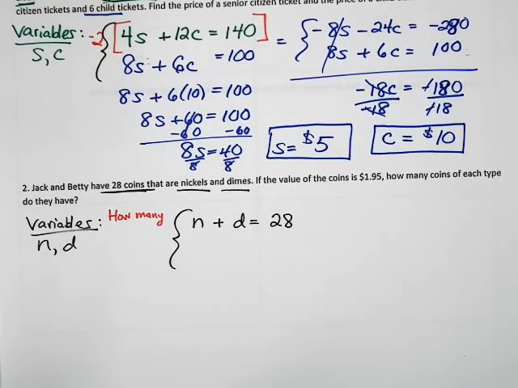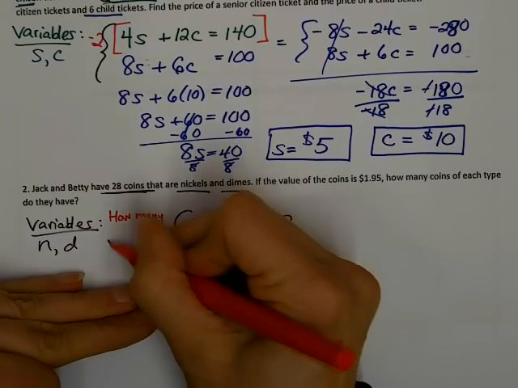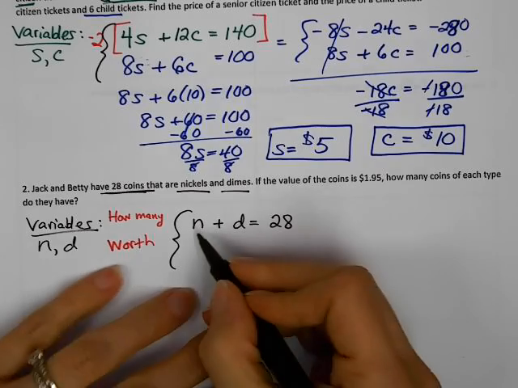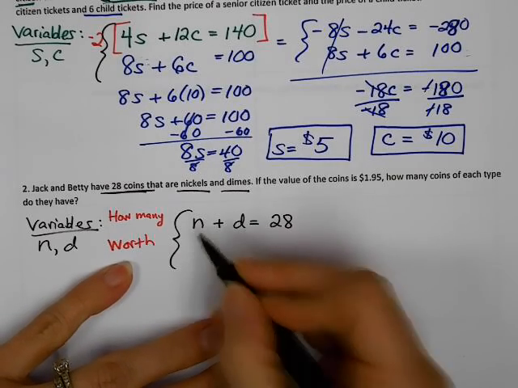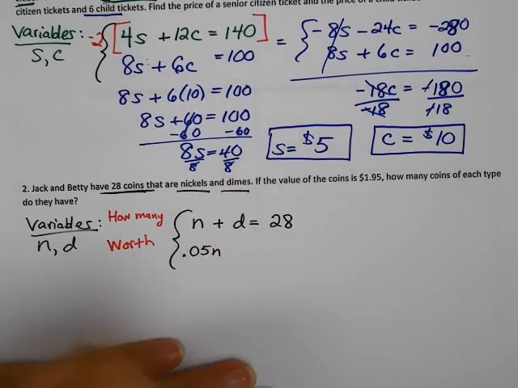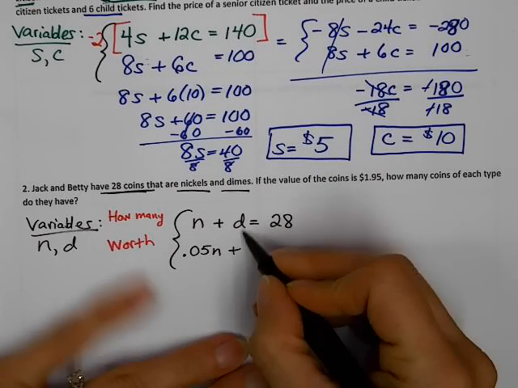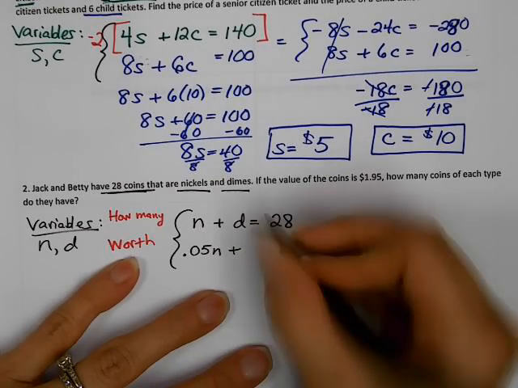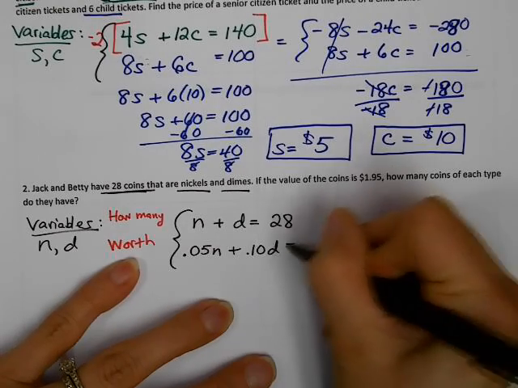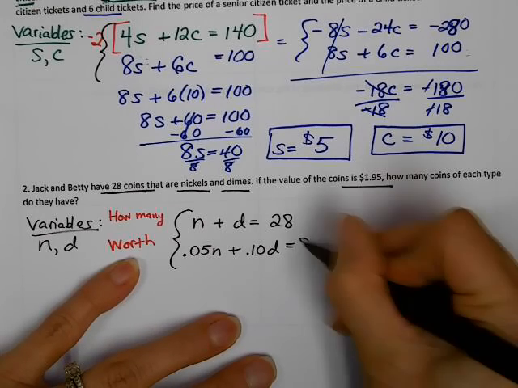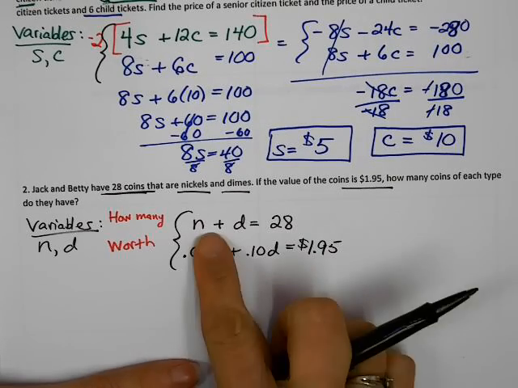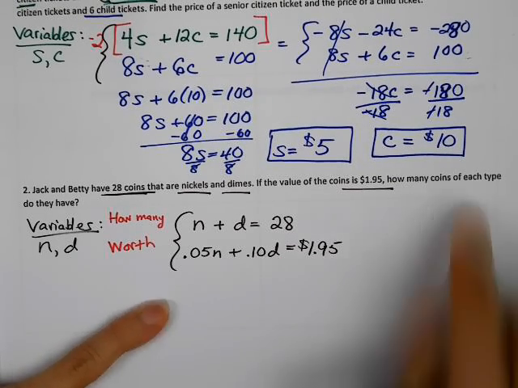Now whenever you do the money equations, the next one is always going to be the worth or the value. How much is a nickel worth? We have to be very careful here. A nickel is 5 cents, so we're going to say 0.05N for a nickel. Plus, how much is a dime worth? Every dime is worth 10 cents. That's 0.10D, or 0.1D. And the value of the coins is $1.95. Okay, so now we have a system of N's and D's, and we can solve it.